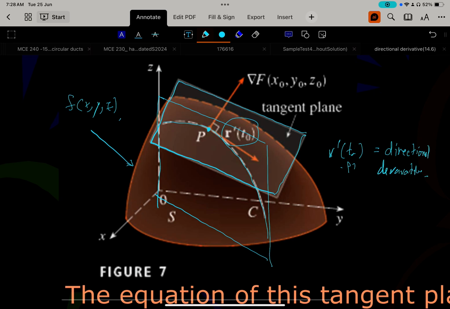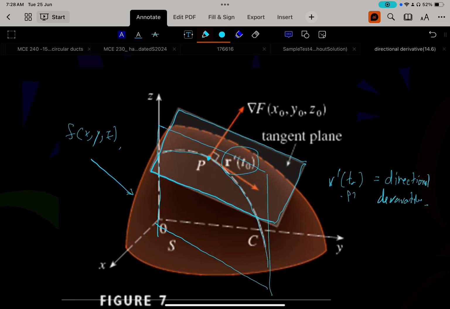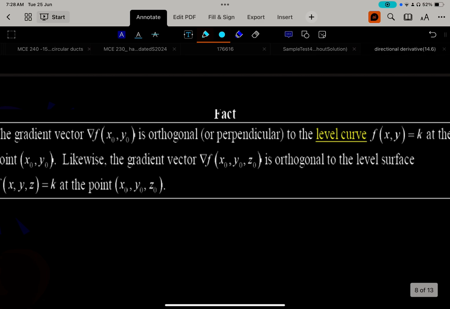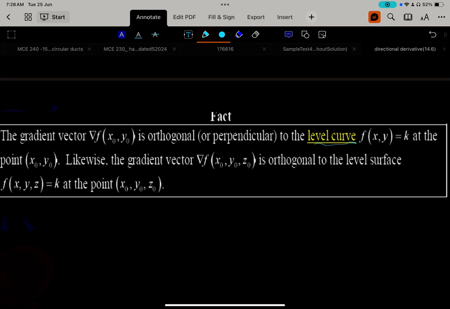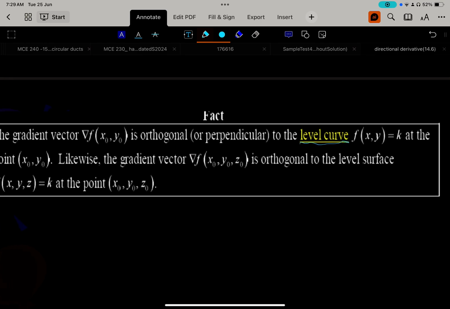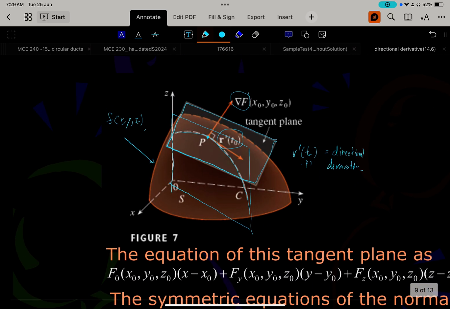So what is this stating? What is the fact that we just read stating? It basically states that the gradient is always perpendicular to the tangent plane at a specified point. And this is basically a fact, it is orthogonal or perpendicular to the level curve. The level curve is like the directional derivative curve. This is the level curve, and the tangent plane is the tangent plane to the level curve at point P or at any point.